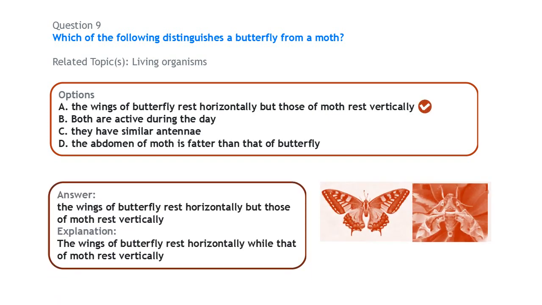So the wings of the butterfly rest horizontally. If we look at the diagram of the butterfly, its wings are to the right and the left, while that of the moth hangs down vertically.